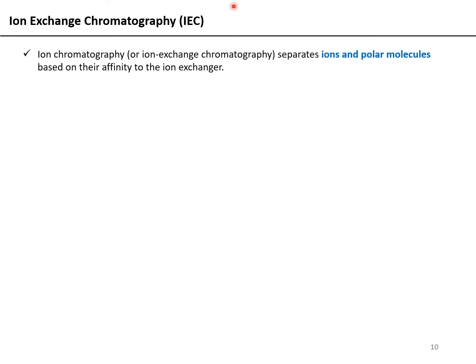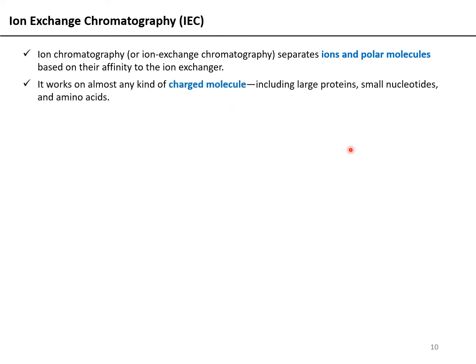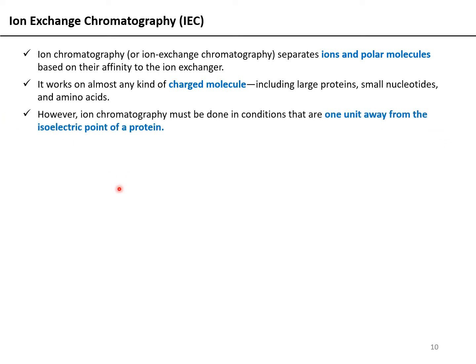So next we are going to discuss ion exchange chromatography. So ion chromatography or ion exchange chromatography separates ions and polar molecules based on their affinity to the ion exchanger. So it works on almost any kind of charged molecule, including large proteins, small nucleotides, and amino acids. However, ion chromatography must be done in conditions that are 1 unit away from the isoelectric point of a protein.